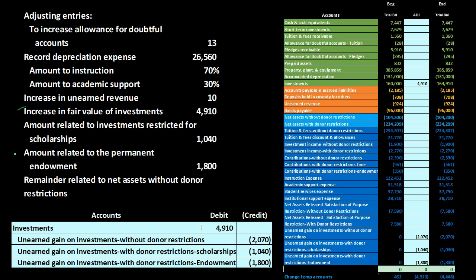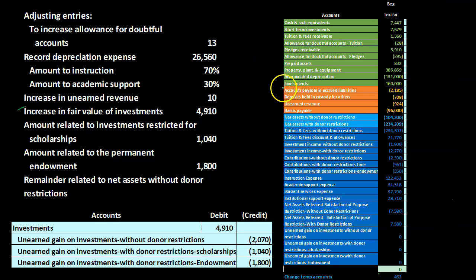Okay, so let's think about this again. There's an increase in the fair value of the investments. So if we think about the investments up top, that's going to be some type of asset account, in this case, the $160,000. It went up in value. You could think like stocks and bonds. We're investing in it. The fair value has increased. We're then going to increase this to the current fair value, that being an increase of the $4,110.